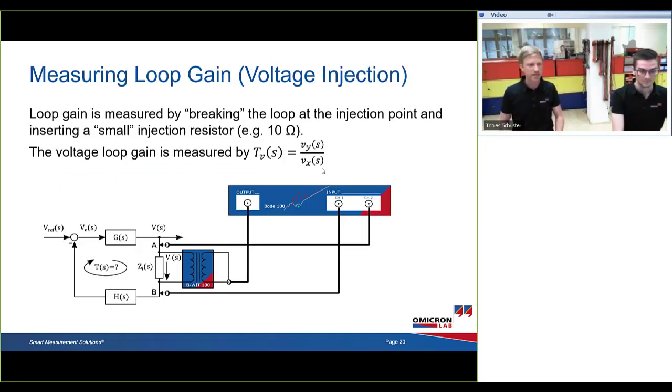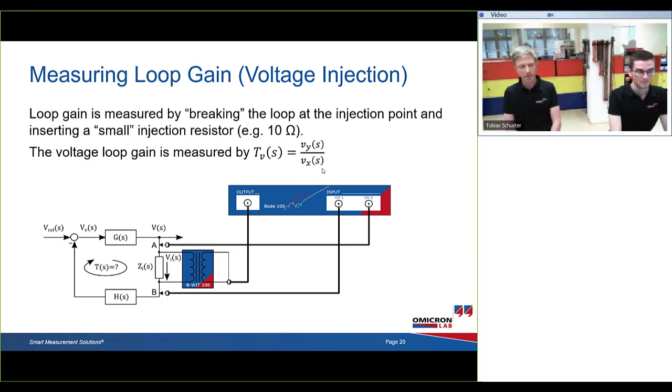So now we'll step into more details. How is the loop gain measurement itself working? And here we use a method that is called the voltage injection method that was first presented by Professor Middlebrook, I think in 75, year 75.